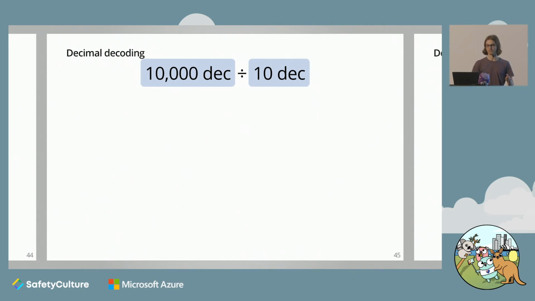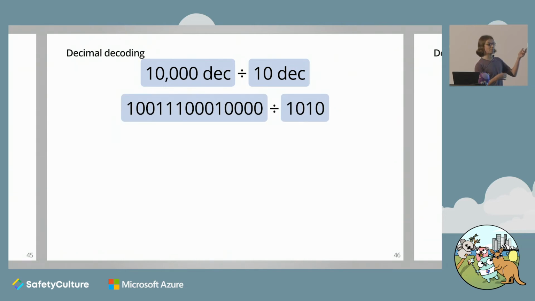But the problem arises in computers because computers don't use a decimal numbering system to count. They use a binary numbering system. So they, in fact, need to do a binary computation. We've got the value of 10,000 here, and we have our value of 10, and we need to do integer division.